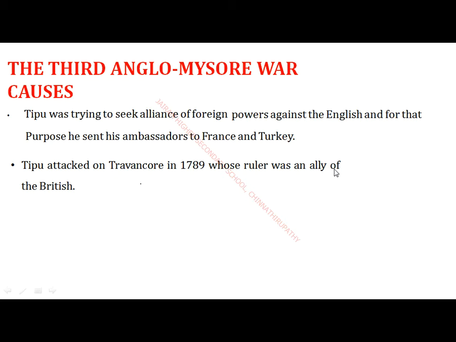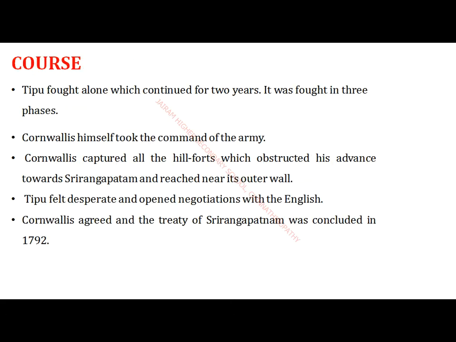Yes, here see, children, the word ally. Ally means a country that has an agreement to support another country, especially in a war. In the same way here, the ruler who ruled Travancore supported the Britishers. So very easily the king of Travancore helped the British to attack Tipu Sultan in their native place. Yes, children, regarding the Third Anglo-Mysore War, you have learned the causes. Okay, next see the course.